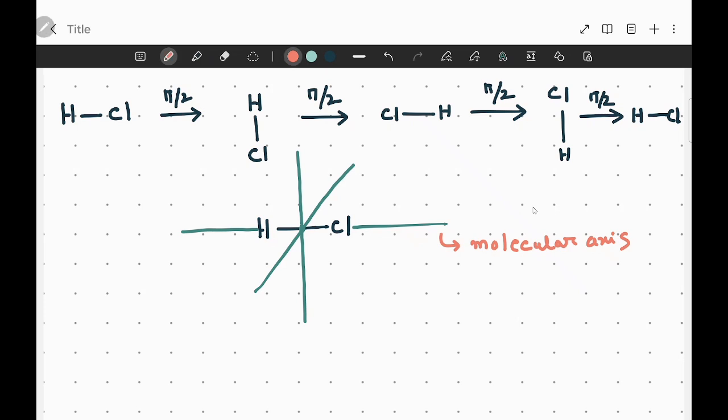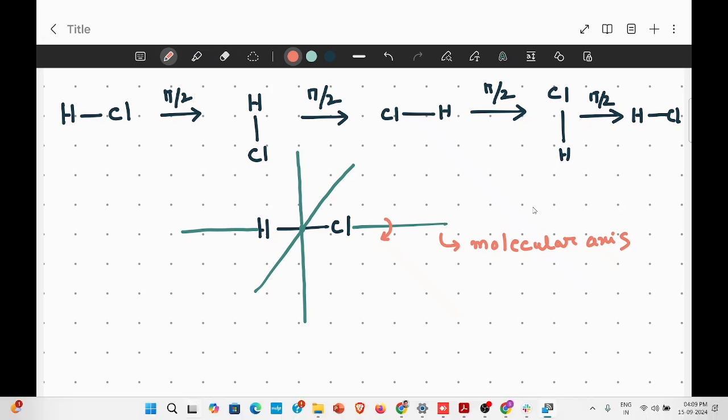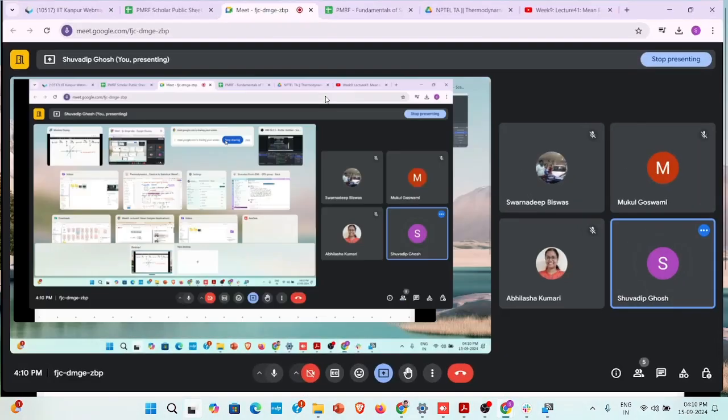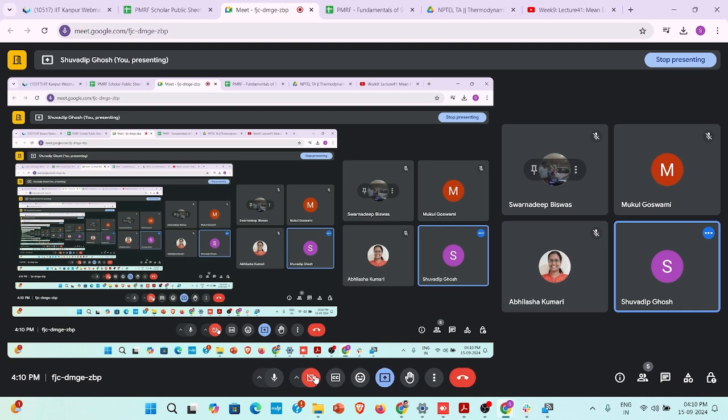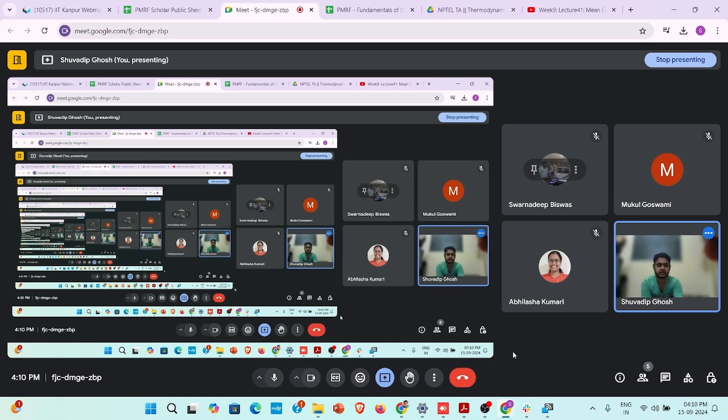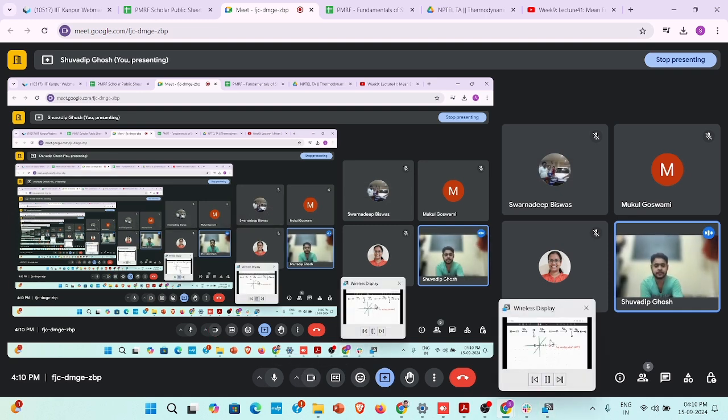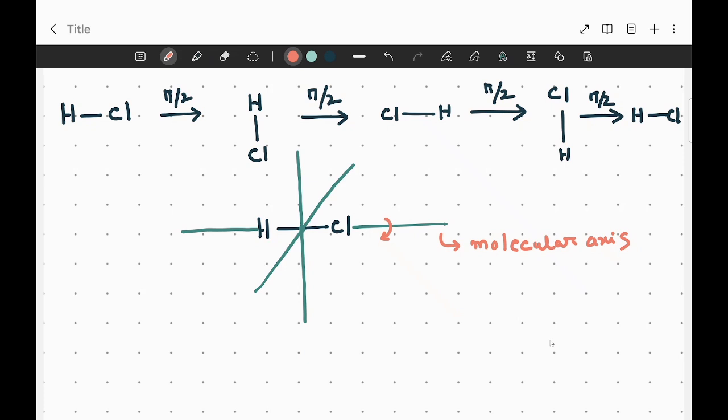So first, if you rotate through this molecular axis, it will rotate just. Let me turn on my video as well. Then it will be better to explain. Okay, so am I visible or only the screen is visible? Both are visible. Okay, so now in case of the molecular axis, let's say this is the HCl molecule and this is the molecular axis. When you rotate around the molecular axis, it will be just rotating like this.